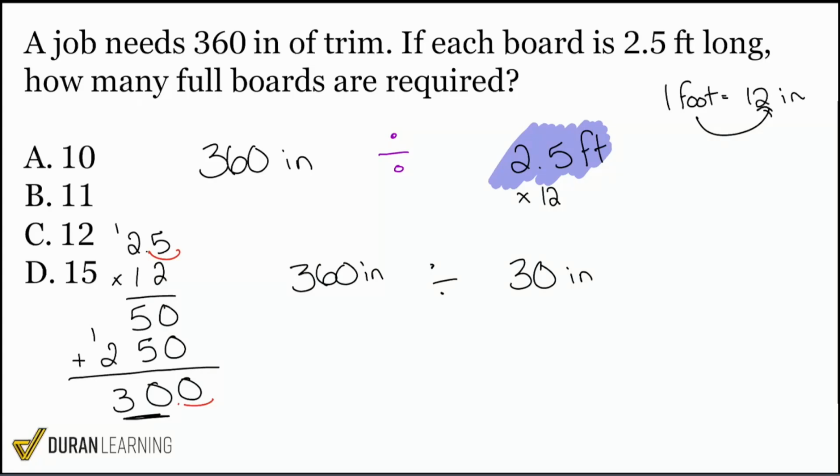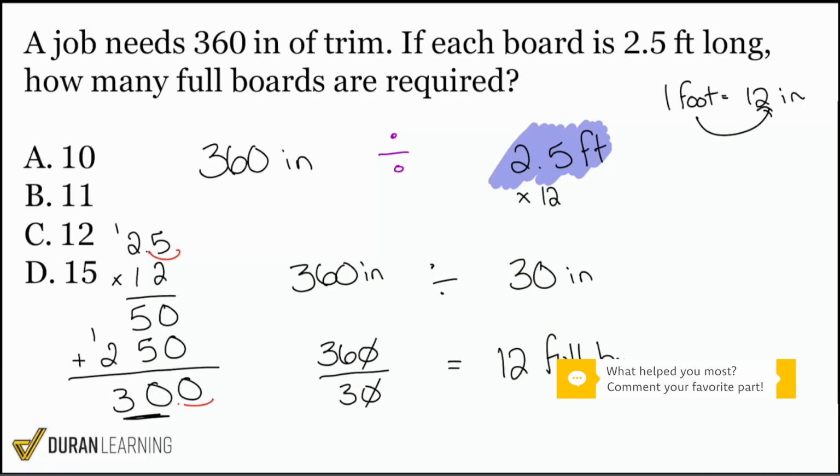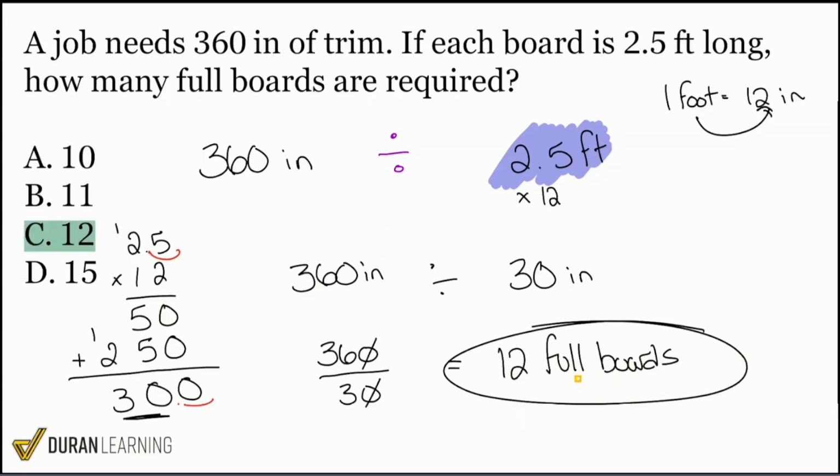We have 360 divided by 30. What's that going to give us? How many times does 3 go into 36? Yeah, that's going to be 12. And there we go. We can make 12 full boards, and we are all set with this problem. The correct answer here is answer choice C.